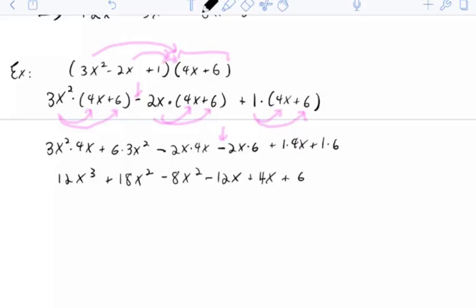And now, there's still multiple terms that have x squared. There's still multiple terms that have x. So I need to continue simplifying, combining these ones together. 12x to the 3. So it's 18 minus 8 is 10x squared. And 12 minus 4 is minus 8x plus 6. And then I'm done.